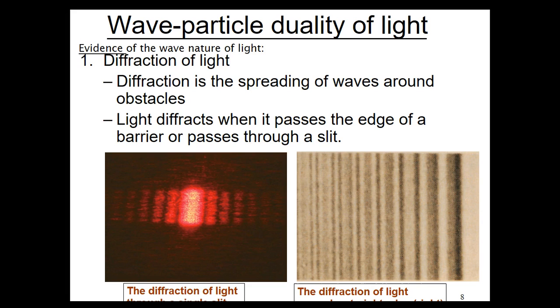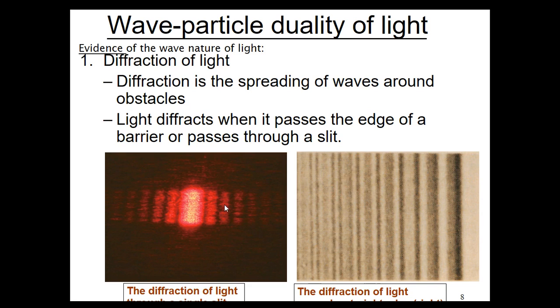If we see light moving around a corner, or light passing through a slit, what we would have expected if it behaved like a particle is that the light would just pass through that slit. We would see a rectangle of light on the other side. Instead, as the light passes through the slit, the edges of those bands of light are a little bit fuzzy. They're not very sharp, because the light is actually bending around that obstacle, around that slit.